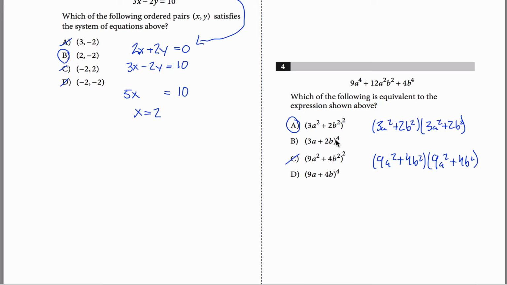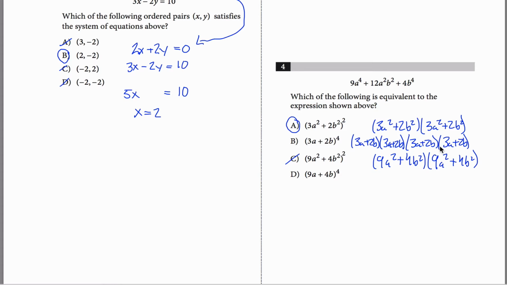The other two involve raising things to the 4th power. When you're raising things to the 4th power, it's even worse than FOIL. It's like 3a plus 2b times itself again, times itself again. And you definitely don't want to figure out what this is in the pressure of a test.